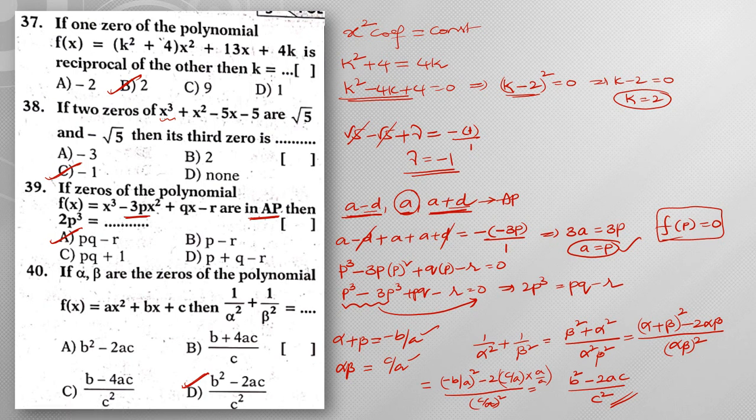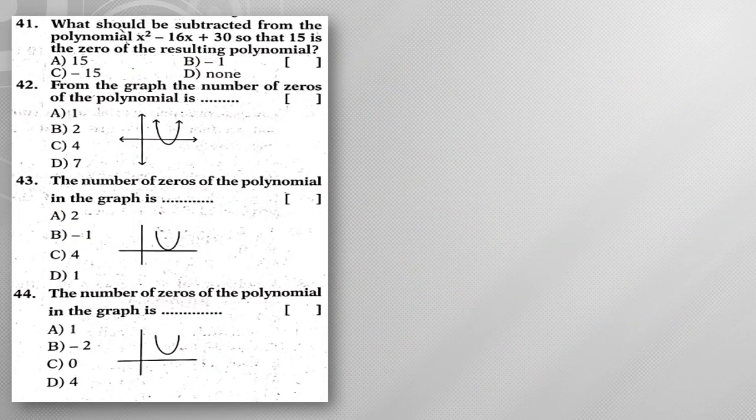Next, moving on to question number 41. What should be subtracted from the polynomial x square minus 16x plus 30 so that 15 is a zero of the resulting polynomial? Now what should be subtracted? What is the meaning of that? There will be some remainder which is left over, so we need to subtract that remainder.